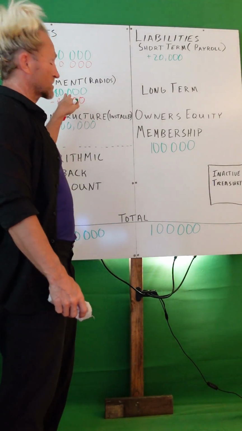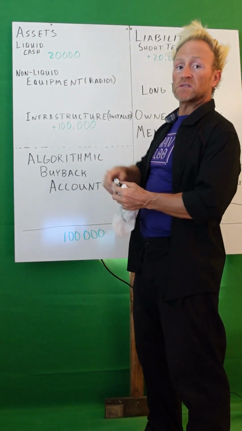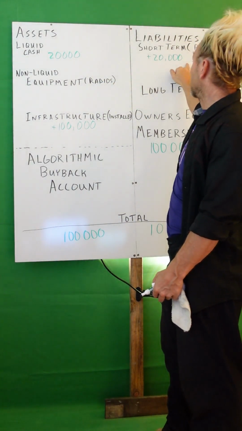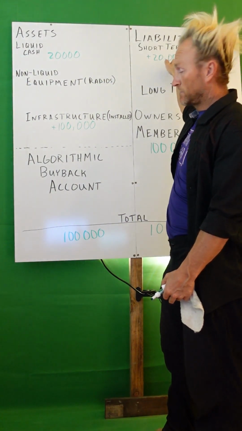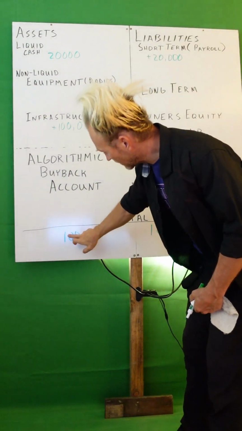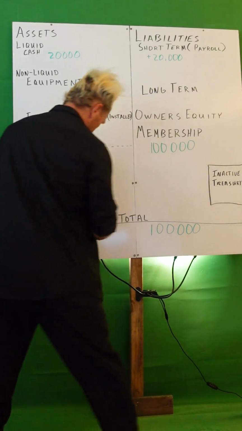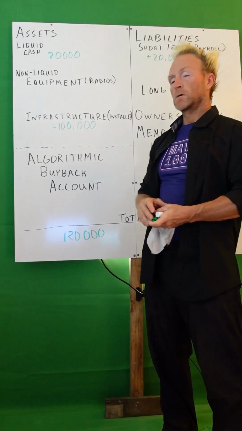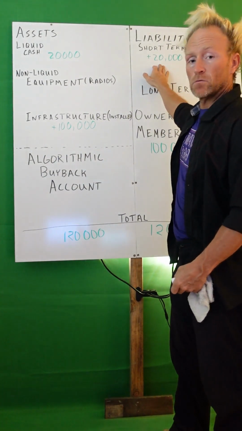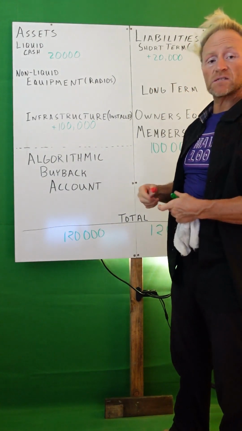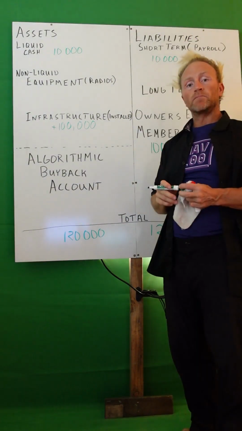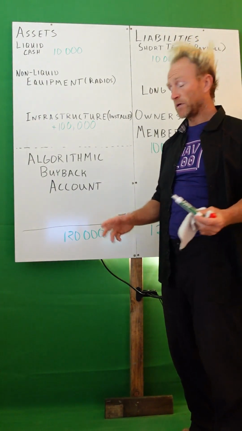Now we're going to cancel these out. So now we have $20,000 in cash, $20,000 in short-term payroll, and $100,000 in infrastructure. Now we go down here, we balance this out. Now we're going to pay some bills. We have to pay off this payroll. So we're going to pay $10,000 in payroll off with $10,000 in cash. Now the balance sheet shrinks a little bit.